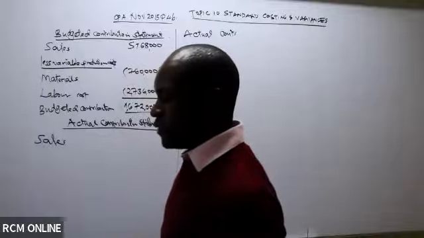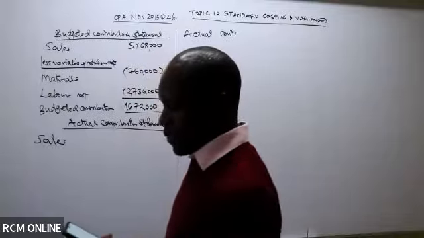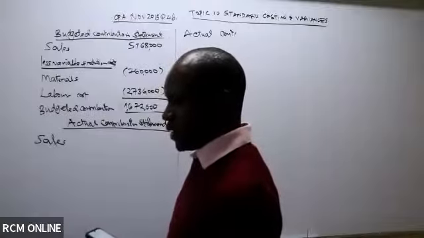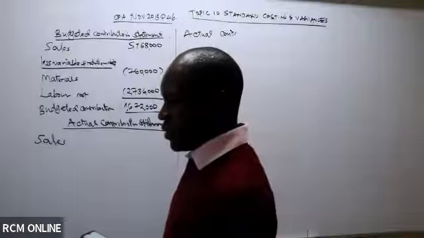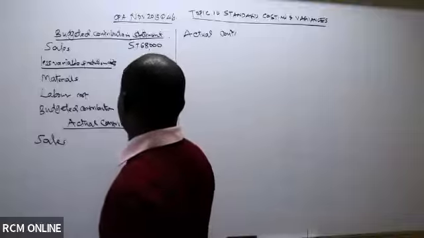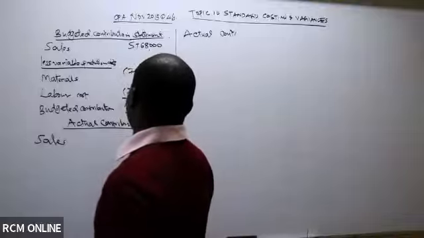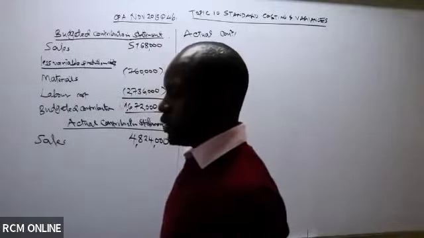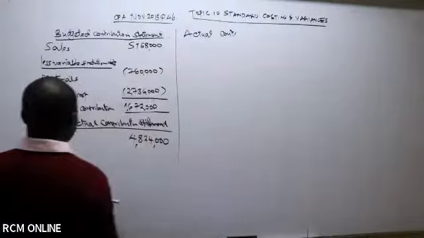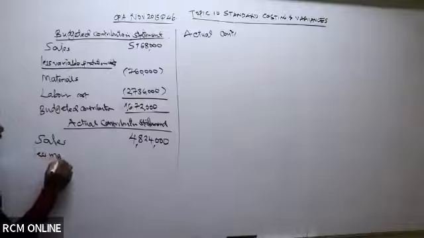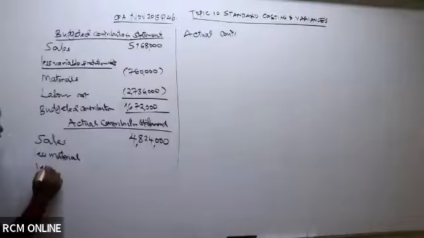Good. So 134 by 36,000. What is it? 48,24,000. Then you move to the next one. So from the same, you need less material, right? So less material, the actual materials cost. Then of course, less labor cost.